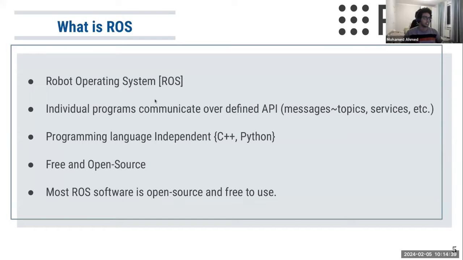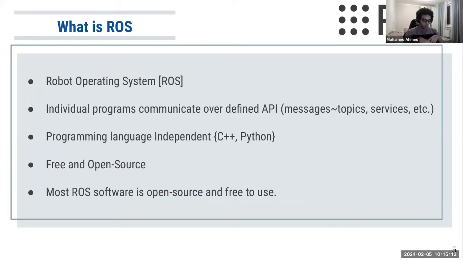ROS provides this communication API, so we can send a message between these nodes through topics, or we can send a service, and we'll talk about all of this. You can use C++, Python, or anything with ROS. It's also free and open source, and you can use it for your industrial project.